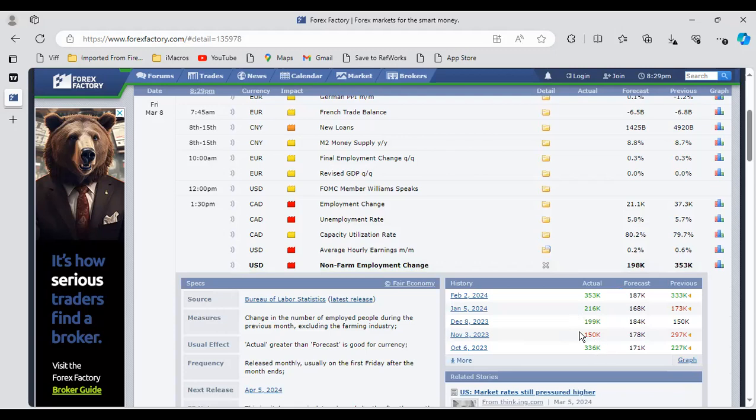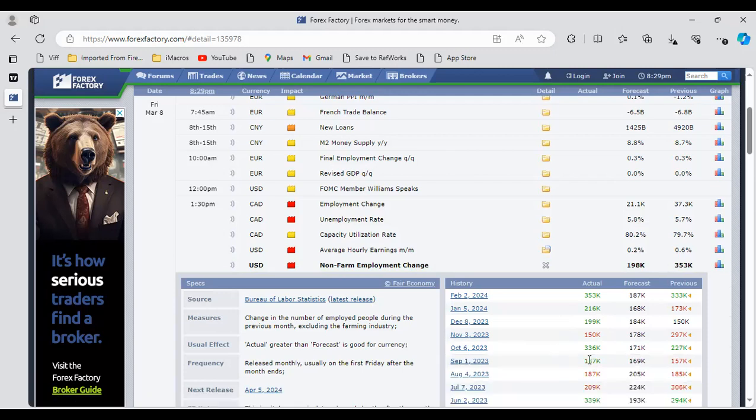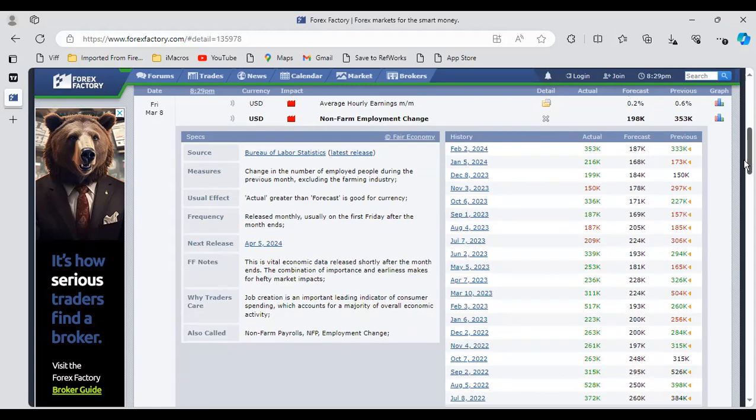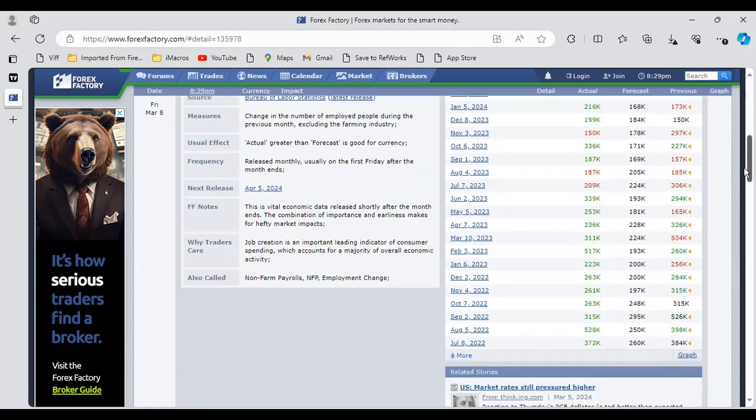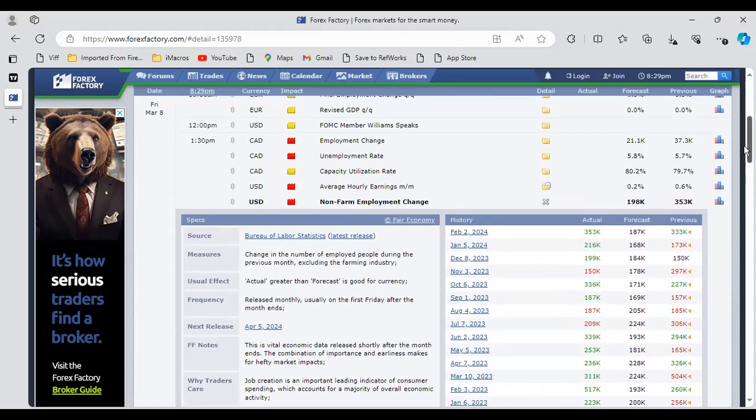So we can see that we almost always have numbers higher than 198k. In the last few months we've had only 150k. And I'm sure if you go further down, you hardly see anything within that range. Okay, we have this 187k here. But if you just keep scrolling down, you see that the numbers are usually more than 198k.